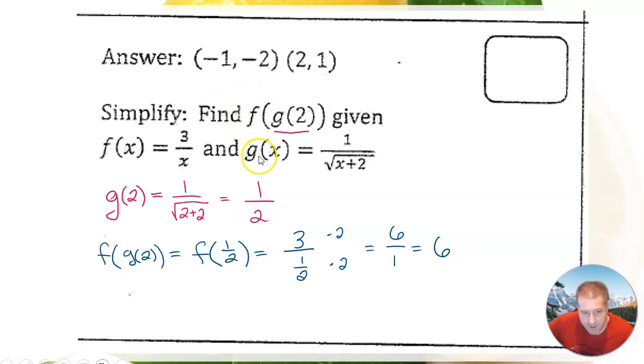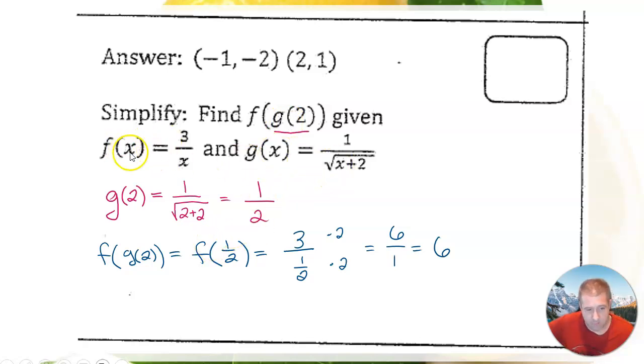On the next question, we have a composite function, f of g of 2. We have one function for f of x and one for g of x. I'm going to find the value of g of 2 first, using the g of x function. In other words, I plug 2 in for x and solve. So g of 2 ends up being 1 over 2, which is 1/2. Now that I know g of 2 is 1/2, I'm going to find f of 1/2, because that's really what f of g of 2 is.